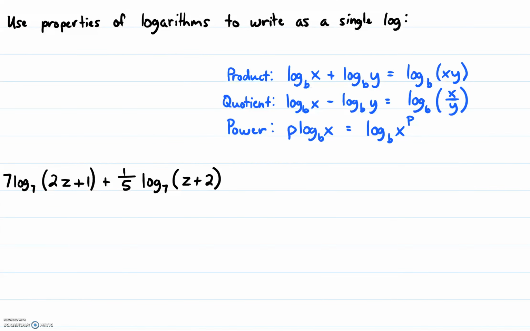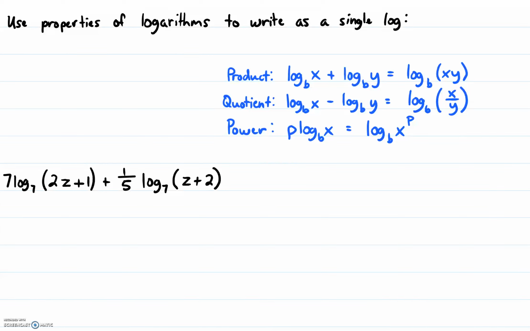And what we're starting out with is 7 log base 7 of 2z plus 1 plus 1 over 5 log base 7 of z plus 2. And what we want to do is write as a single log. Another way of expressing this is we want to condense this logarithm as much as possible. That's vocabulary that's used in some textbooks.